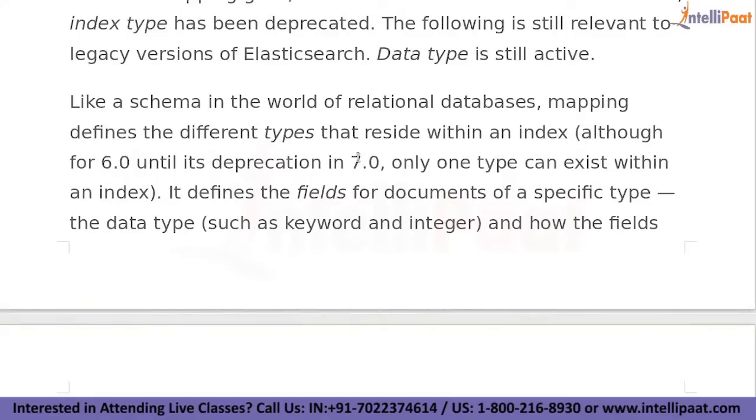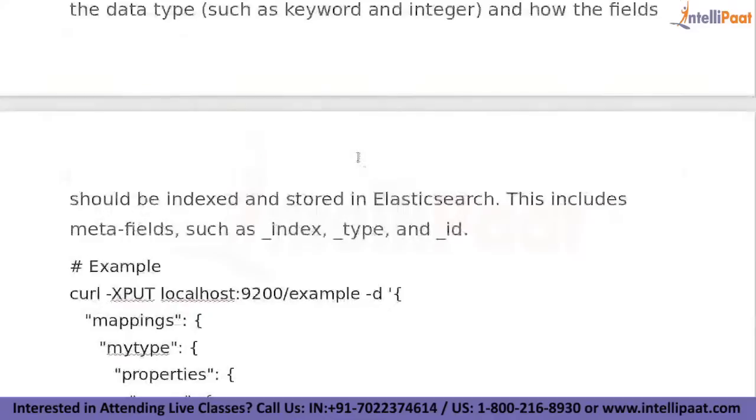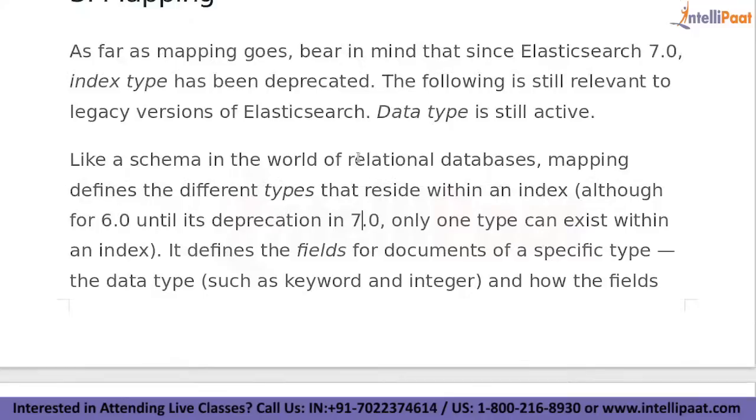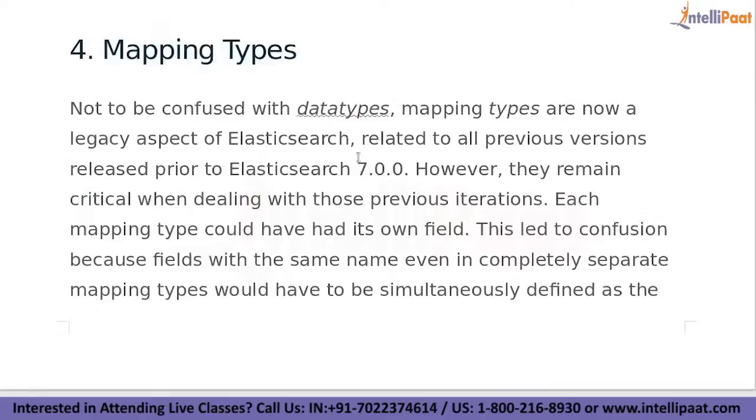Mapping means for a specific document, what is going to be the primary kind of data type associated with the document for the index. We do that for the whole index, meaning all the documents which are part of the index have one data type as the primary one. But mapping types are gone now because they were only relevant for previous iterations. It's completely gone now. We'll not discuss it.